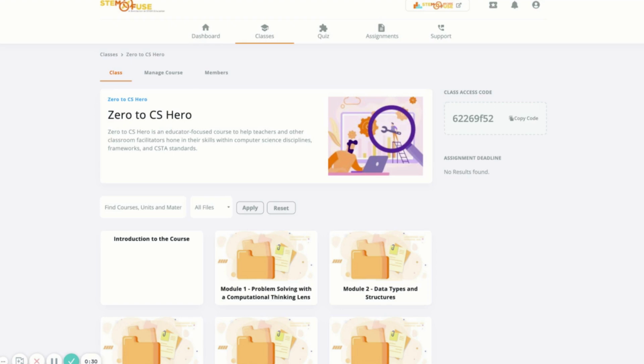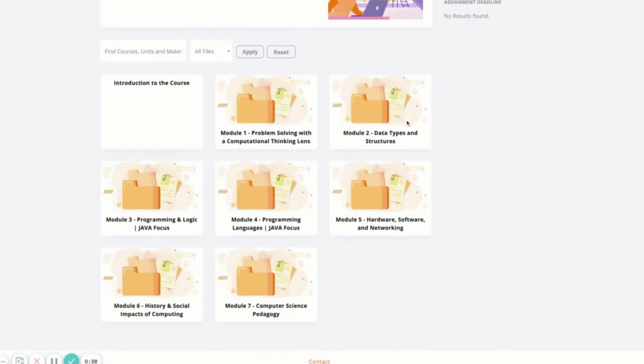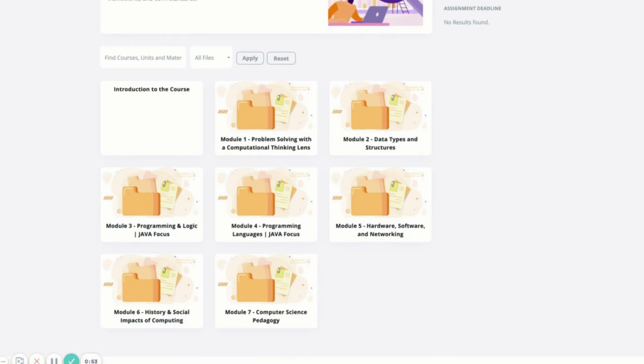This class will help teachers really learn the entire spectrum of computer science, from first looking at it through the lens of problem solving, then programming, and finally pillars such as hardware, software, and networking, the history and social impacts of computing, and actual pedagogy and best practices for delivering computer science in the classroom.